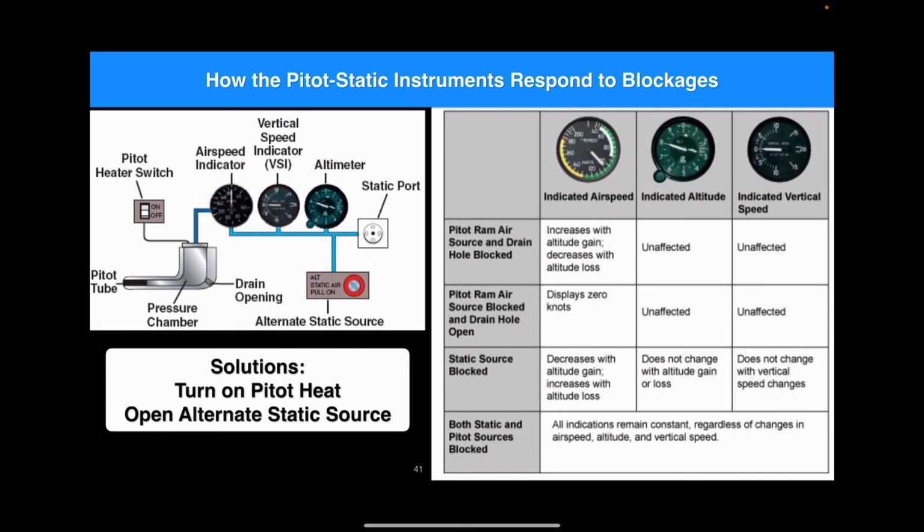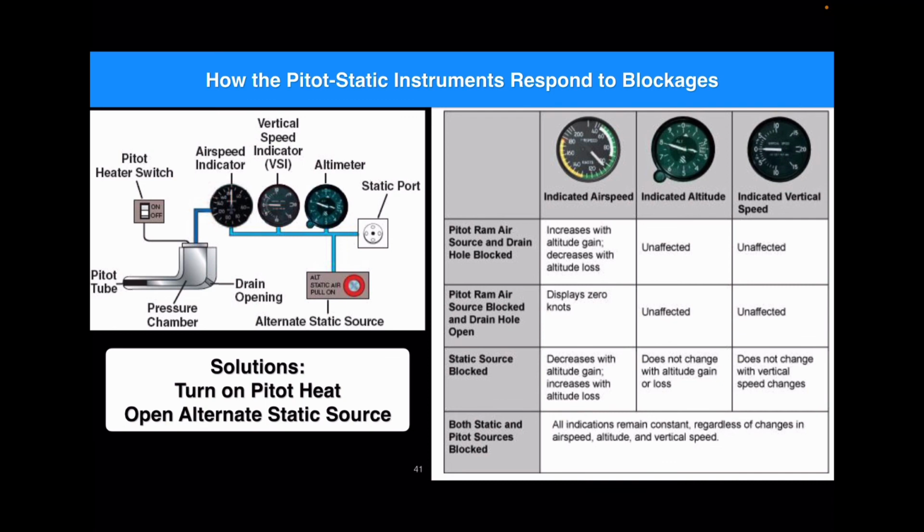Now, if you're interested, take a picture of this slide because I'm not going to go over this, but it does describe in detail what happens to all of the pitot-static instruments if a blockage occurs. And of course the solutions are relatively simple. You can turn on the pitot heat and or open the alternate static source valve.